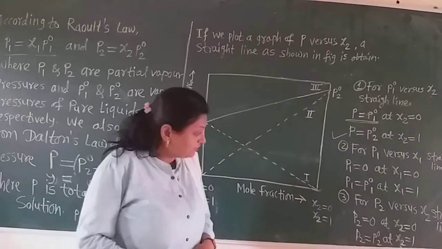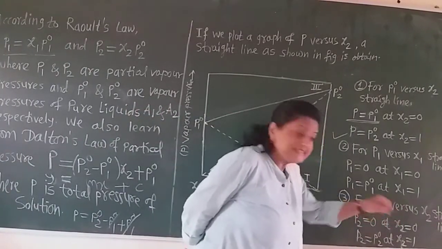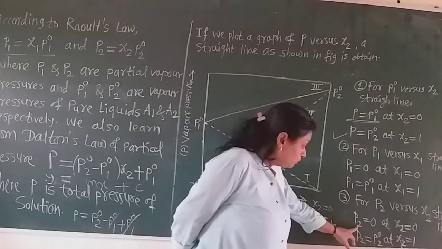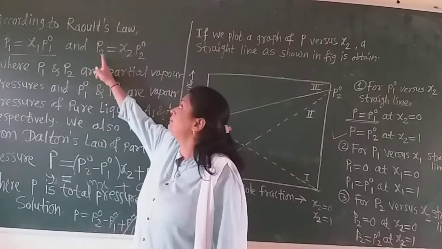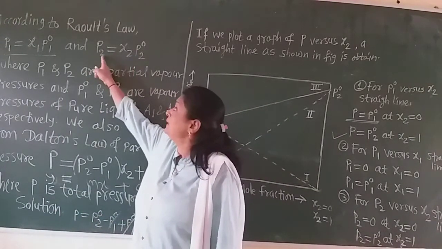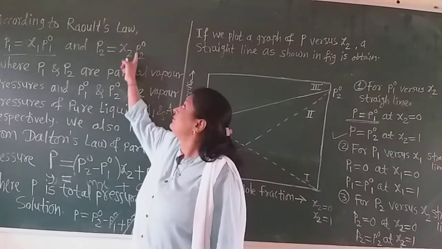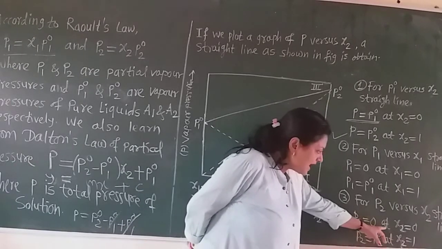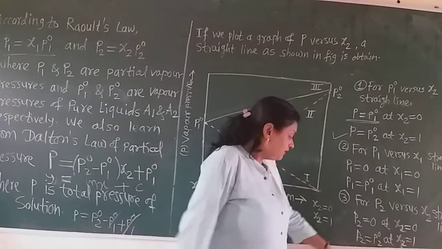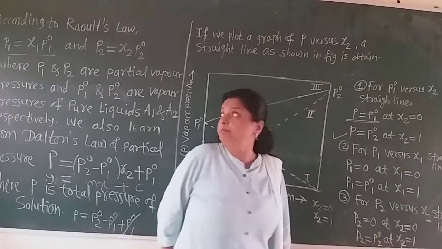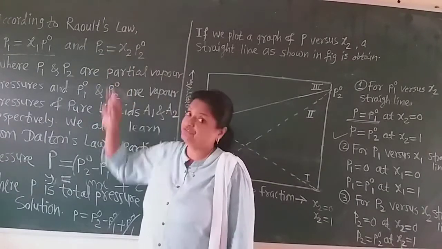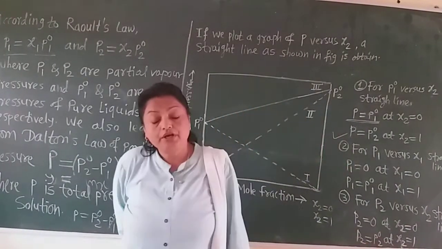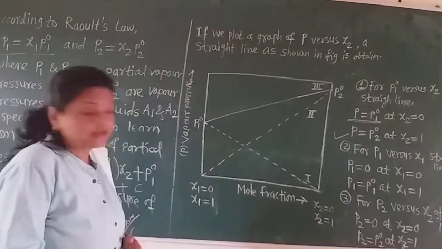Now next, for the P2 versus X2 straight line, when we substitute in this equation, P2 becomes 0 when X2 is equal to 0. But when X2 is equal to 1, P2 becomes P02. Now this is about this graph.